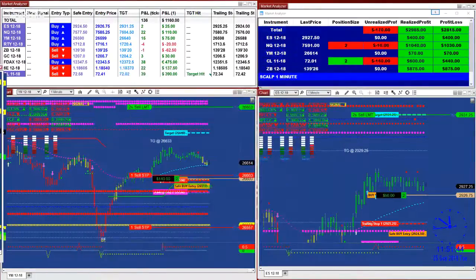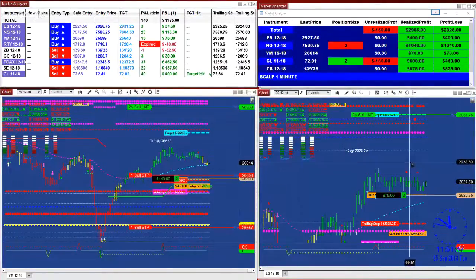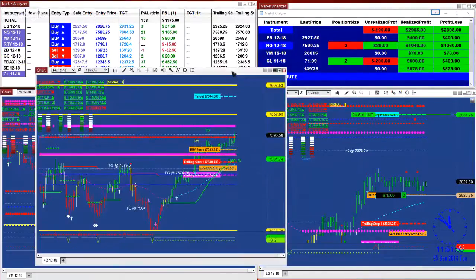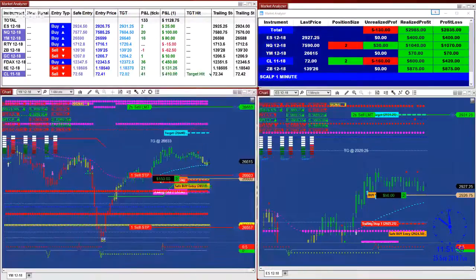So let's see how the YM and the ES are gonna respond to this first breakout, and we still have one more breakout, the 93.50. We'll see.